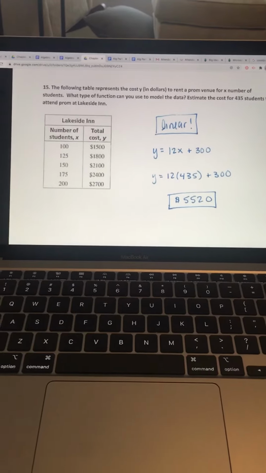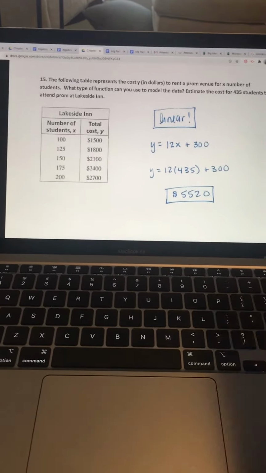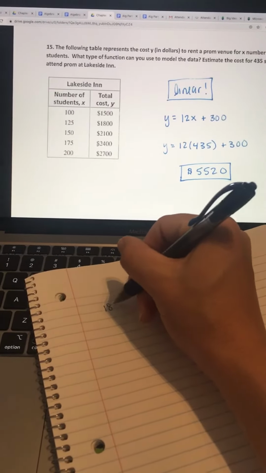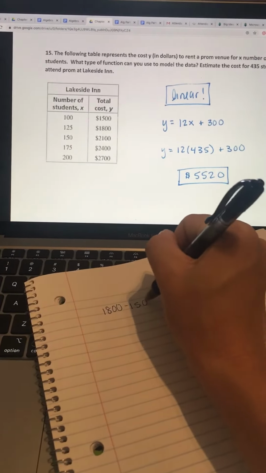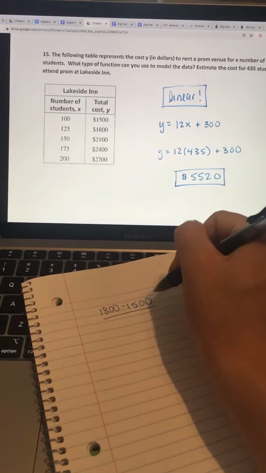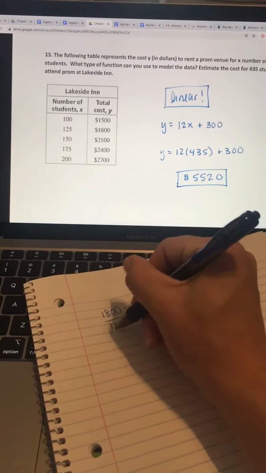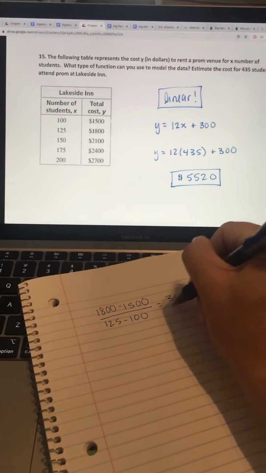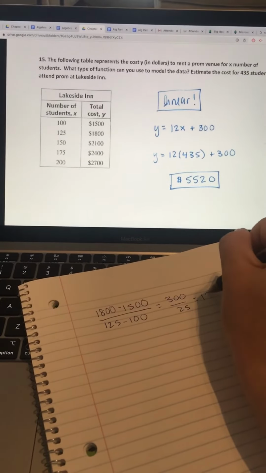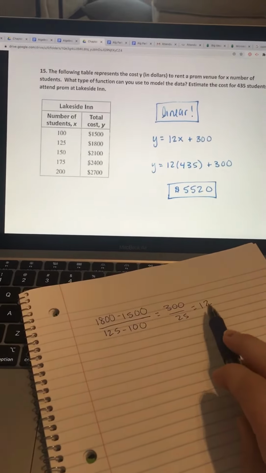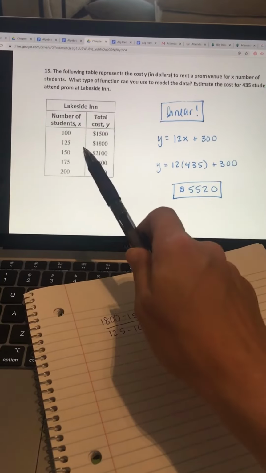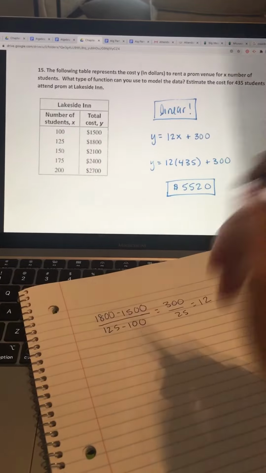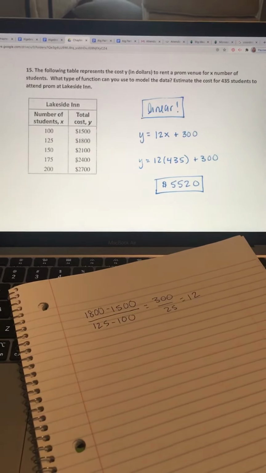I would probably just choose those top two points. So y minus y would be 1800 minus 1500 over 125 minus 100. And just like I said earlier, this is going to be 300 over 25, which is 12. So our slope is 12. In the context of this problem, that means it costs $12 per student.